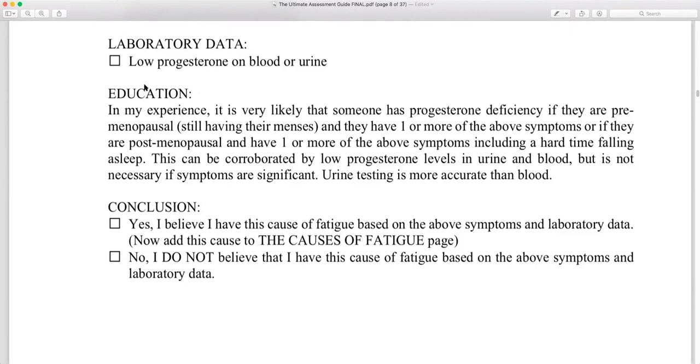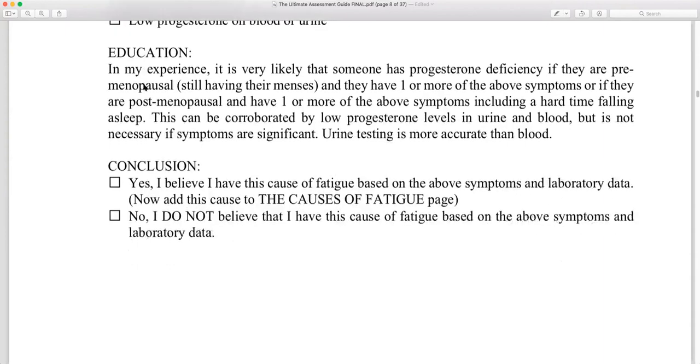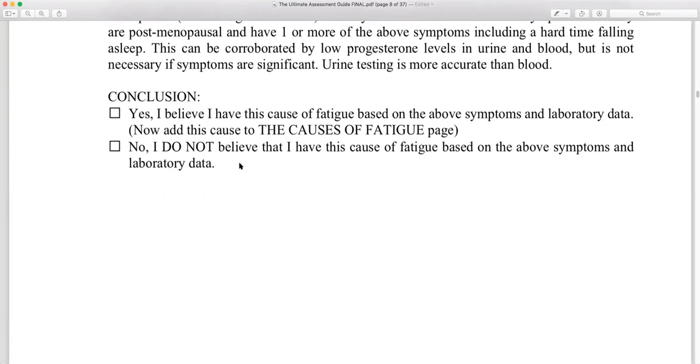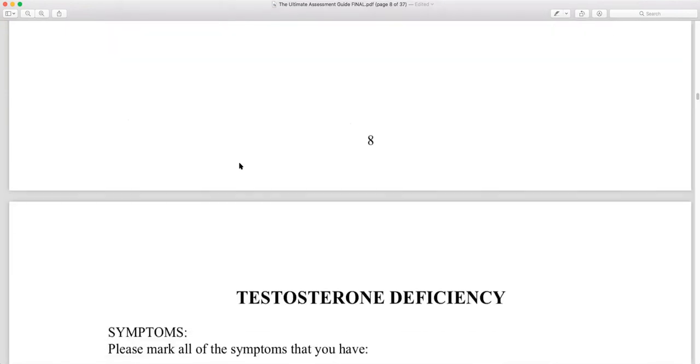In my experience, it's very likely that someone has progesterone deficiency if they are premenopausal, so if they're still having their period, and they have one or more of the above symptoms, or if they are postmenopausal and have one or more of the above symptoms, including a hard time falling asleep. This can be corroborated by low progesterone levels in urine and blood, but is not necessary if symptoms are significant. And then reminder, urine testing is more accurate than blood. Once again, the conclusion, mark off whichever one is appropriate for you, and if it is a yes, mark it off on page 2 as well.